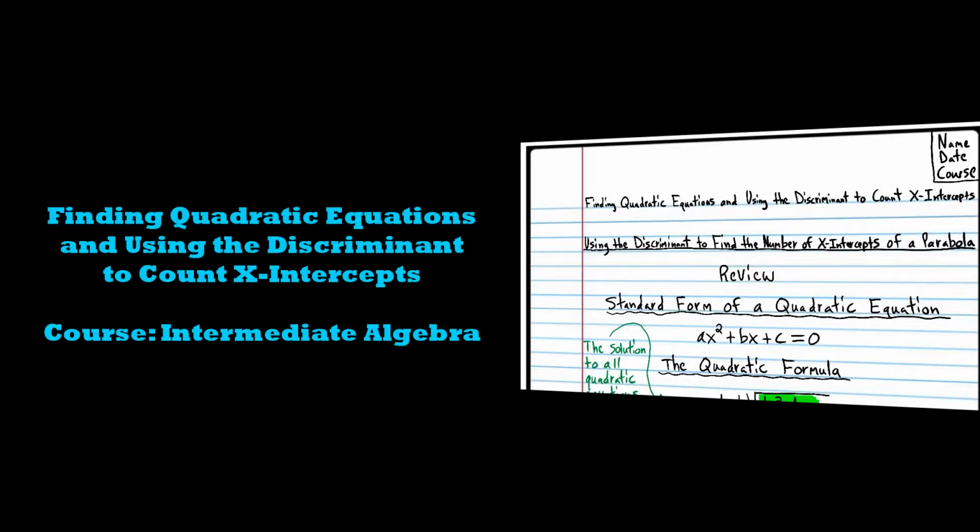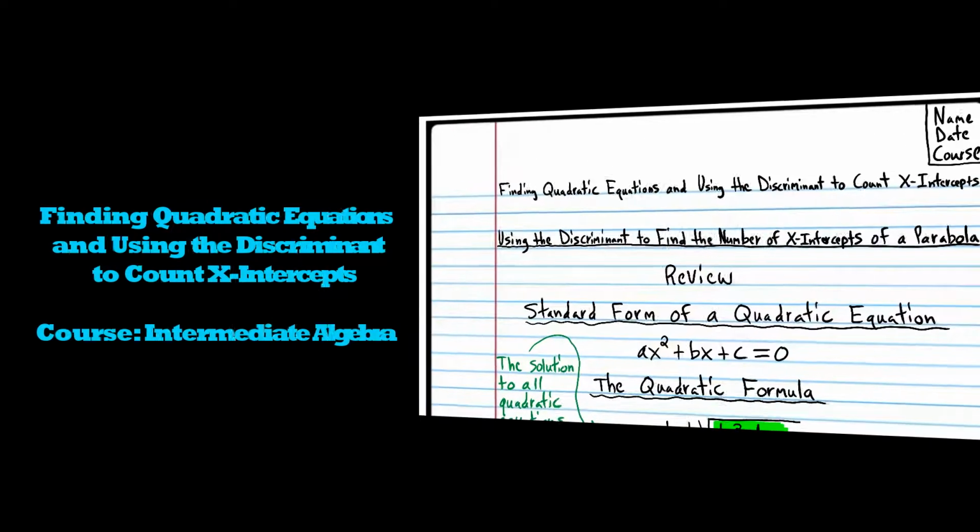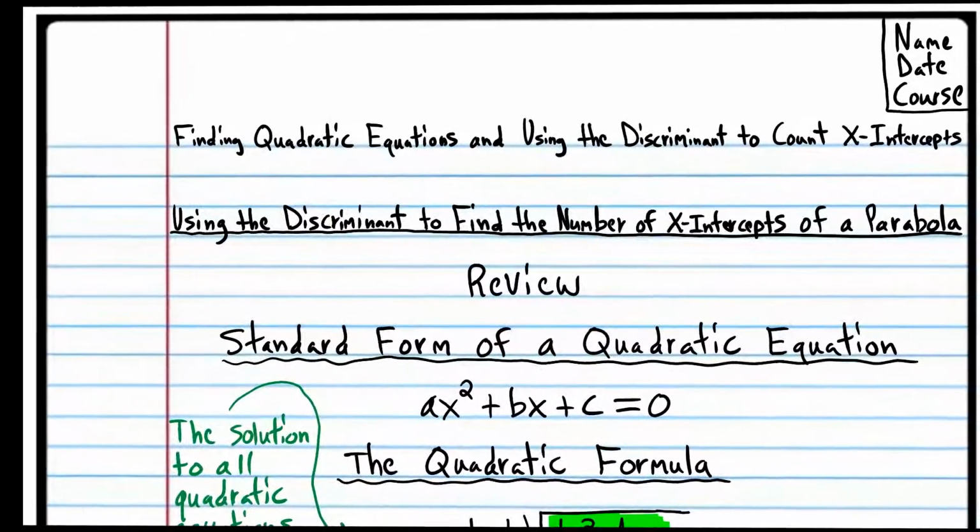This is my intermediate algebra course. Today we're going to find quadratic equations and use the discriminant to count x-intercepts. If you haven't done the homework completely and correctly from the last class, do that homework before watching this video.